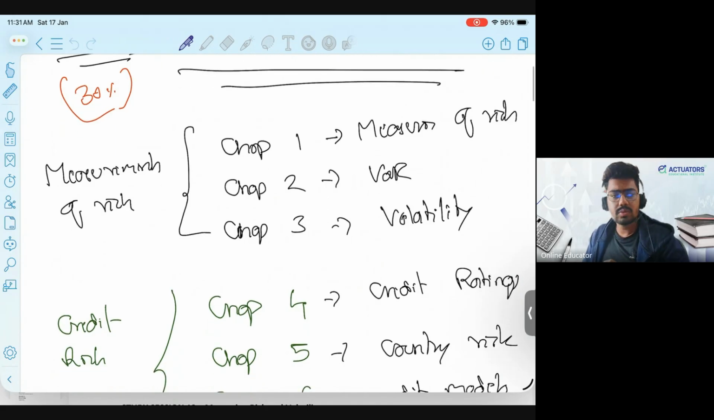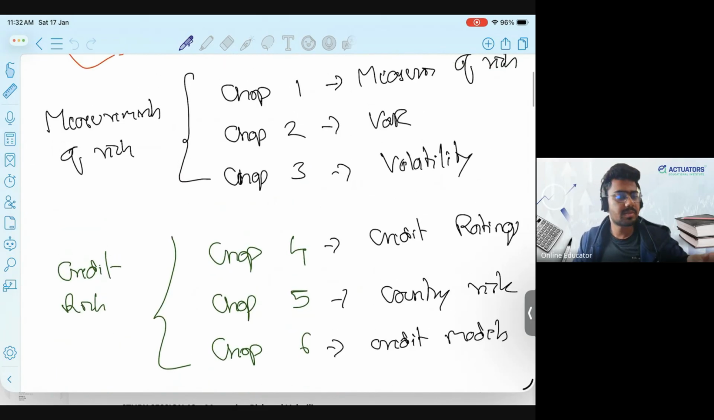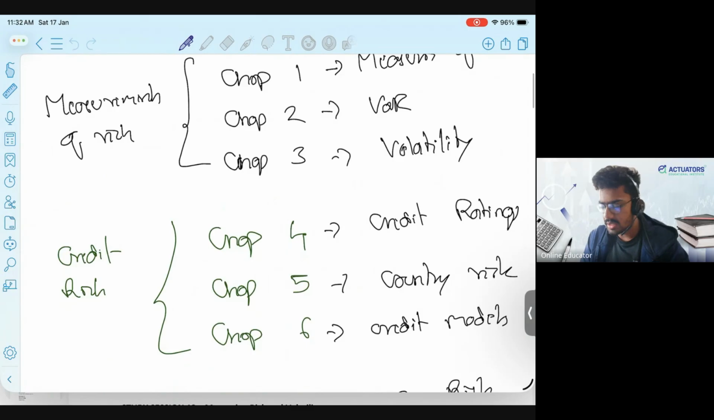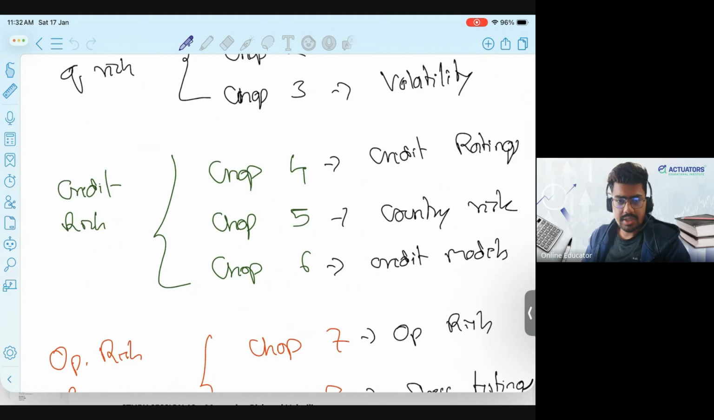Now coming to the second set of chapters, which is dedicated to credit risk. In Part 2 you will have a totally different subject for credit risk and measurement of risk. आपका market risk में चले जाएगा, but in Part 1 ये जो अपने को introduce करा रहा है ये सबसे, so they are combined together in the same book. So in credit risk we have credit ratings as the fourth chapter, country risk as the fifth chapter, and credit models as the sixth chapter.